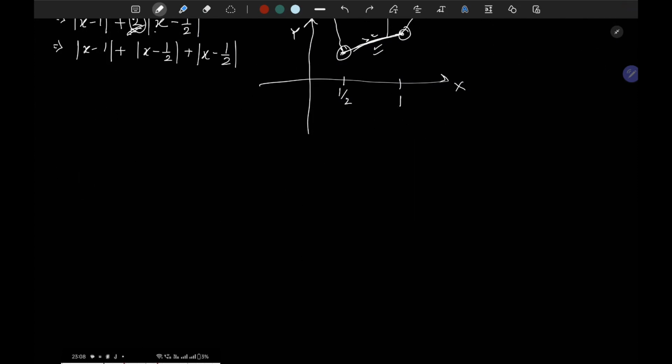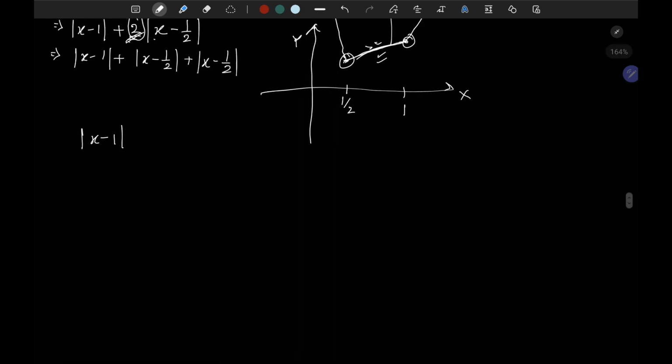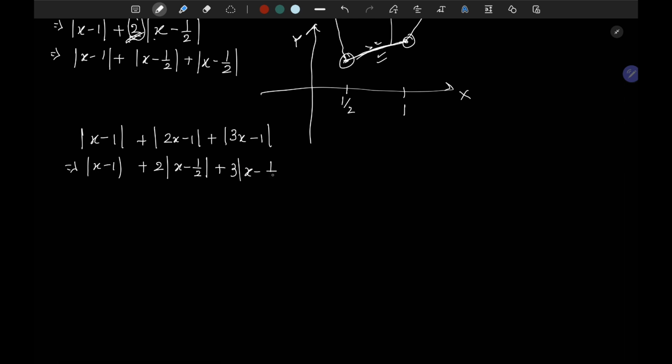Now for your ease of understanding, I am taking another function. Suppose this is modulus of x minus 1 plus modulus of 2x minus 1 plus modulus of 3x minus 1. As usual, we will try to have the coefficient of x as 1 within the modulus. So we will take the 2 common from here. This will become 1/2, and we will take 3 common from here. This will become 1/3.